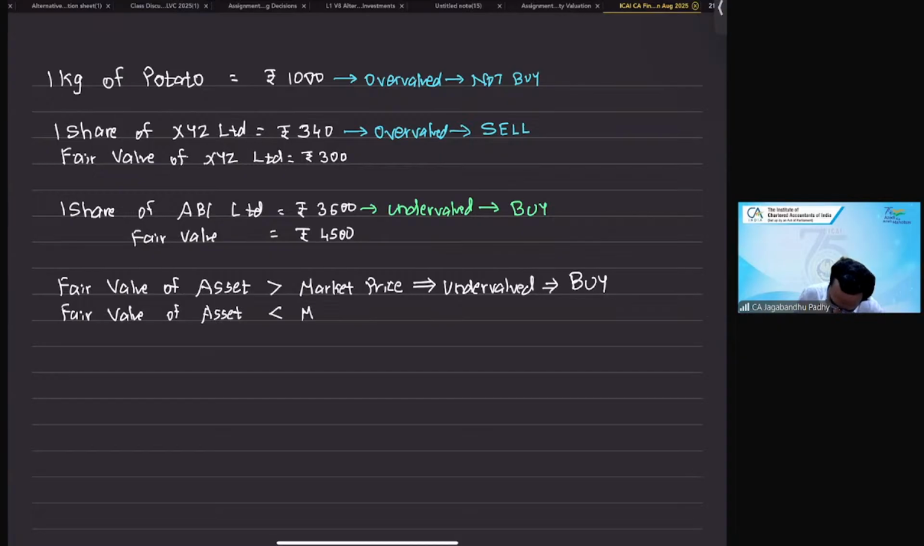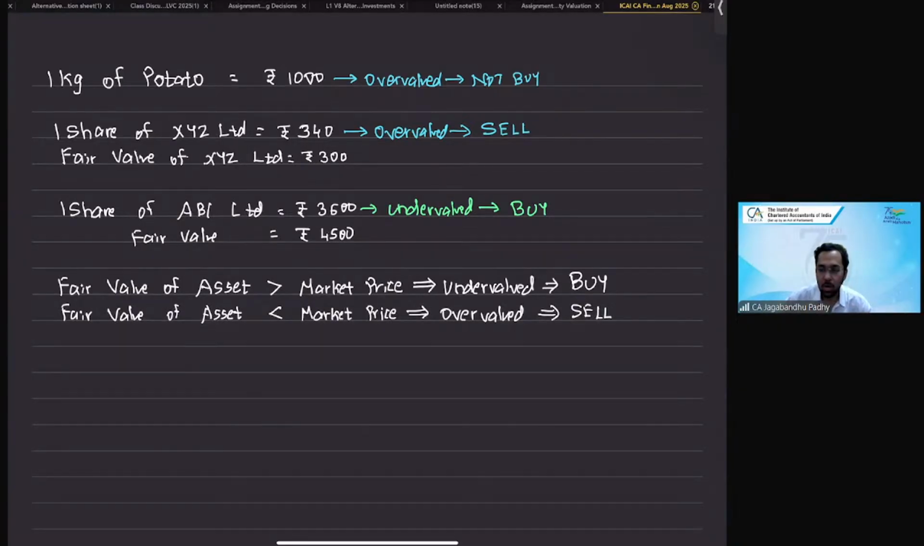Then, coming to the other aspect, if the fair value of the asset is less than the market price, then it is going to be overvalued. Overvalued. And we don't buy it, or rather, we sell it. If we have an opportunity, we will sell it.